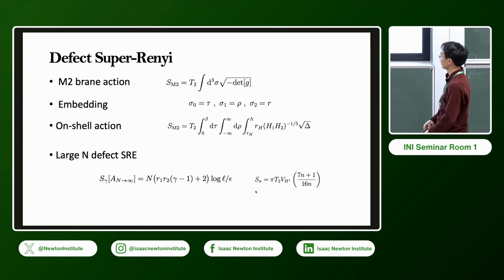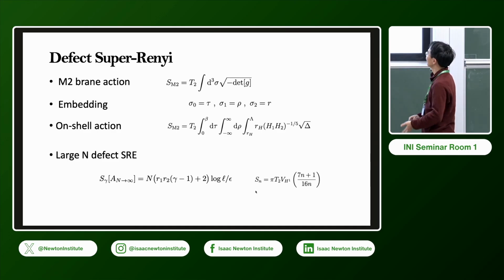Now the M2 brane has additional bulk extension. So you evaluate the on-shell action of this M2 brane. You get something like this. Then you compute this. You get the large N result for this defect contribution to the twisted Rayleigh entropy, which is a very simple result. Looks like this one.